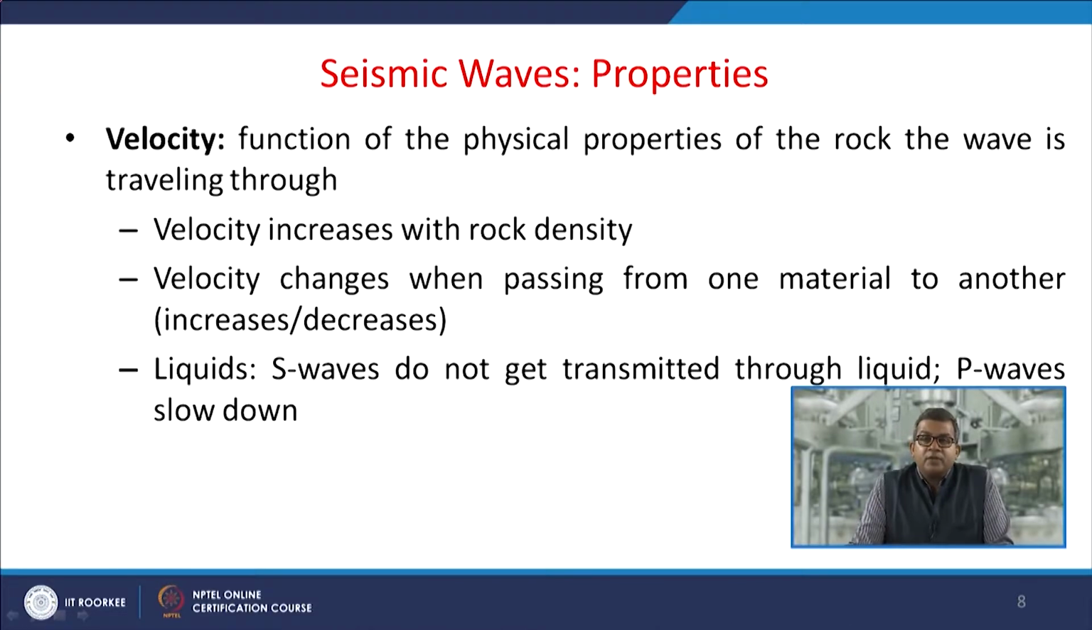There are certain properties attributed to these seismic waves, like velocity. This is a function of the physical property of the rock the wave is traveling through. The velocity increases with the rock density. Velocity changes when passing from one material to another, and may increase or decrease. In liquids, S waves are not transmitted, and P waves usually slow down.